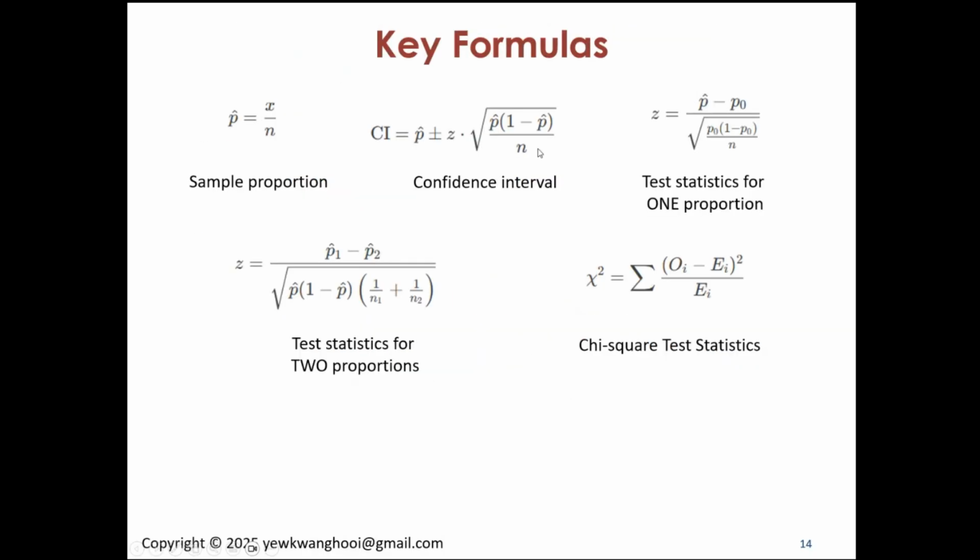So there are some key formulas. You have seen what sample proportion is. Sample proportion is to determine the point estimate. And I have also talked about the confidence interval, which is the lower bound and the upper bound in the normal curve. You can determine them by using this formula. And then to determine the calculated Z, we use different formulas for one proportion, two proportions, and more than two proportions.